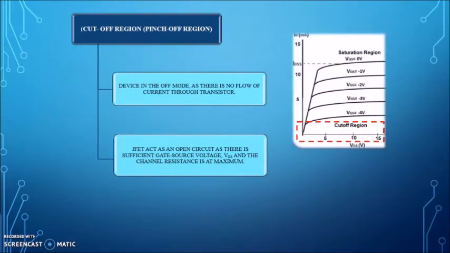Opposite to the saturation region, the device is in the OFF mode at the pinch-off region. This occurs due to zero flow of current through the transistor. JFET acts as an open circuit as there is sufficient gate source voltage VGS in the channel, and the channel resistance is at maximum.